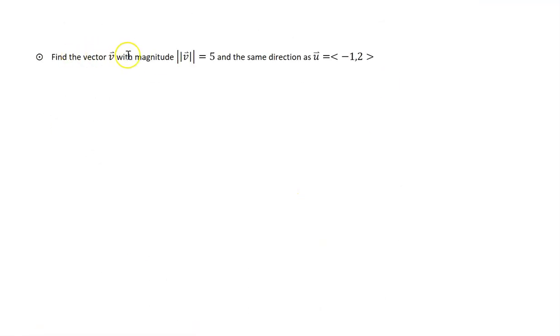Now this one says to find a vector v with a magnitude of v equals 5 and in the same direction as u equals ⟨-1, 2⟩. There's two different main approaches to take here. If you like the cosine of theta and sine of theta approach, you can absolutely look at the vector here using its points. So this would be -1 in the x direction and 2 in the y direction. So our vector would look like this.